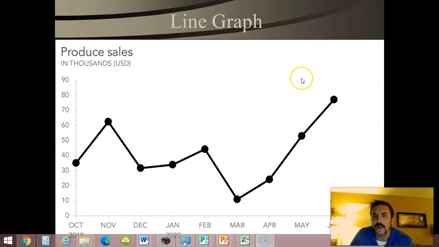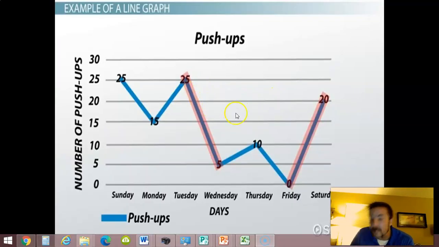Here's another example. This guy just wants to keep track of his push-ups that he does, okay? He's really trying to get buffed up and everything. And again, notice on this scale, which is called the y-axis, goes up and down. That has a different number, and you can see, oh, it's labeled number of push-ups. Okay, now you know. And then you have the days of the week here, right?